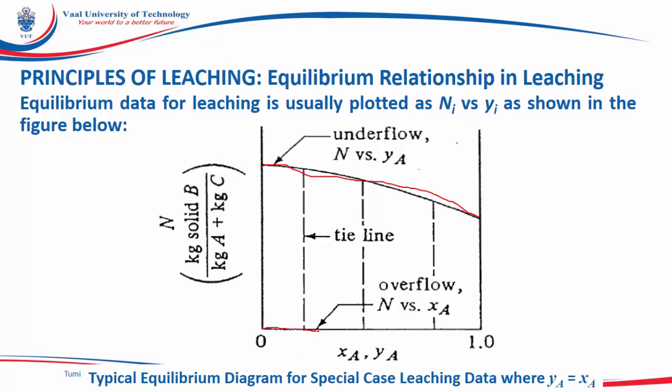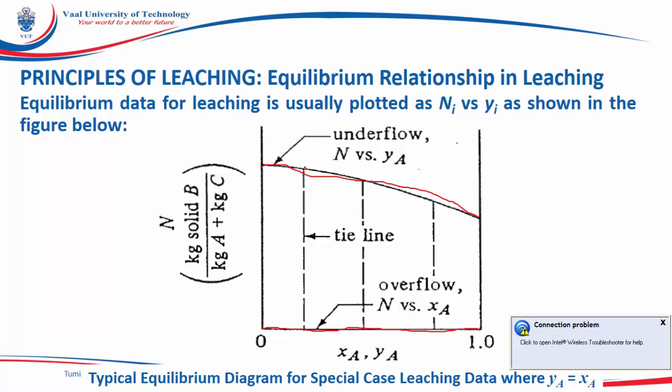The bottom line here, which lies along the x-axis and is not clearly visible, is the overflow liquid where there are no solids, and represents the plot for N versus X. As you can see, N is on this axis and N here is 0, since in the overflow there are no solids. The tie lines, which connect the concentration of the solution in the overflow stream, YA, and the concentration entrained in the underflow stream, XA, that are leaving the same stage of a leaching operation, are vertical in this situation, indicating that the two concentrations are equal.